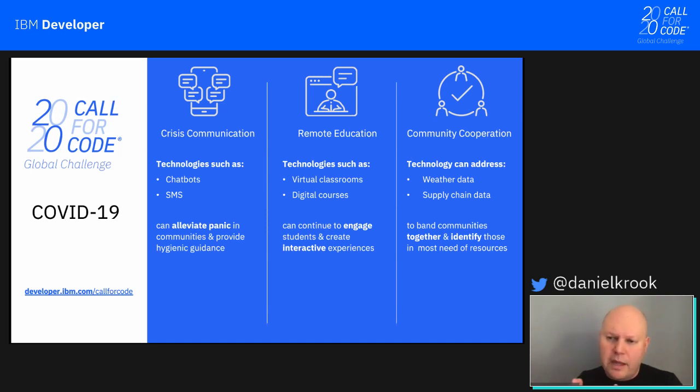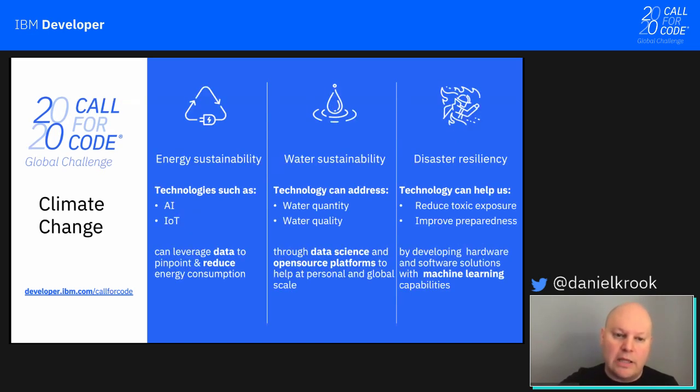And finally, around community cooperation, there's a starter kit for helping you learn how to use weather company data. The weather company, weather.com, is part of IBM. So we've got some APIs there that folks can use around weather in general, but also some COVID information that's aggregated into an API. Supply chain data, so how you might use a blockchain or some other way for folks to share information in a peer-to-peer way. So starter kits in all three areas, as well as the ones for climate change.